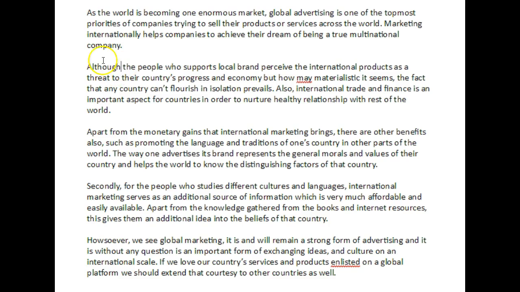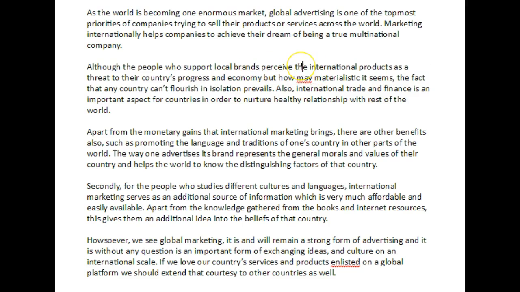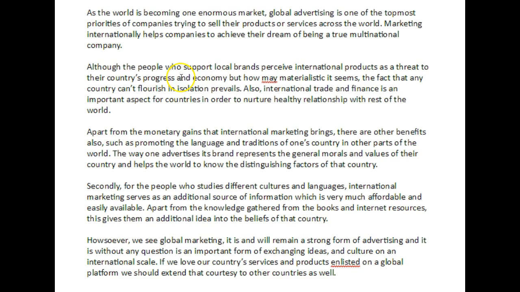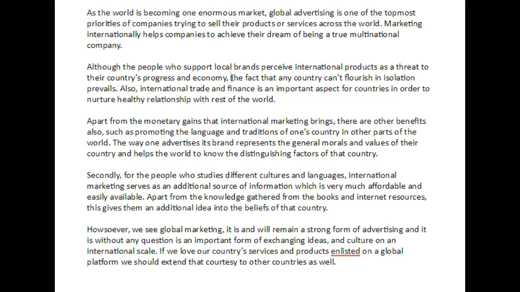Here we don't need to use a comma after although. So, and people is plural, so we don't need this S here. Although the people who support local brands perceive international products as a threat to their country's progress and economy, I think what we mean here is... oh no, I can't get that. I can't get the meaning of that. I would use it like this.